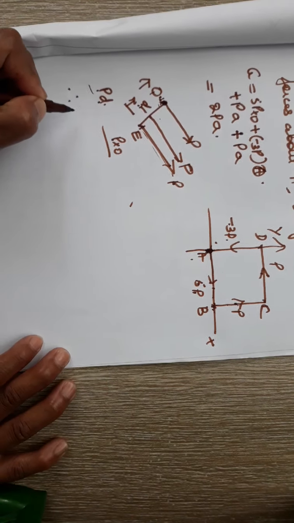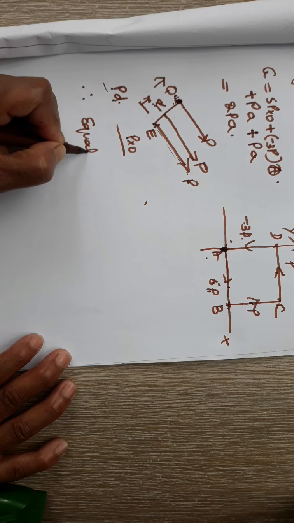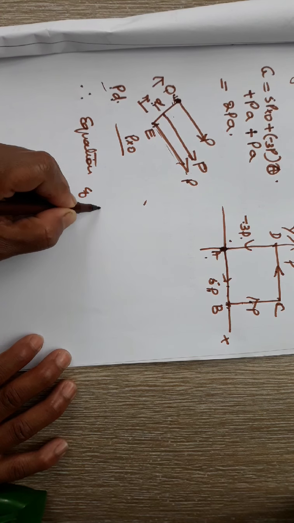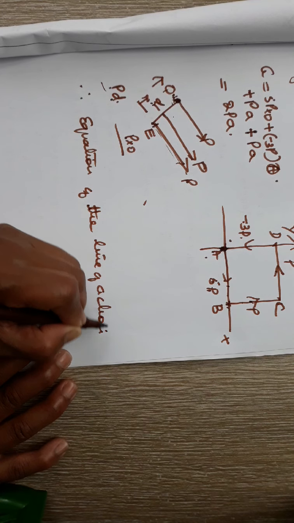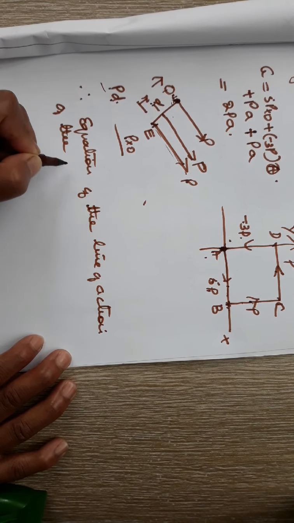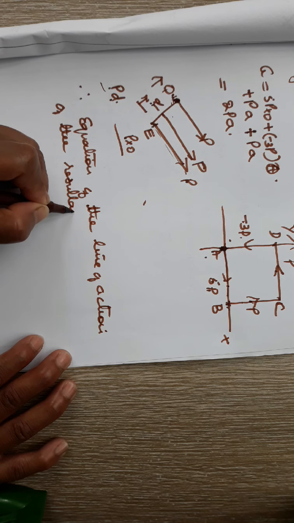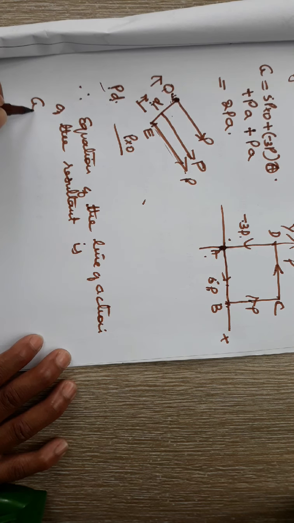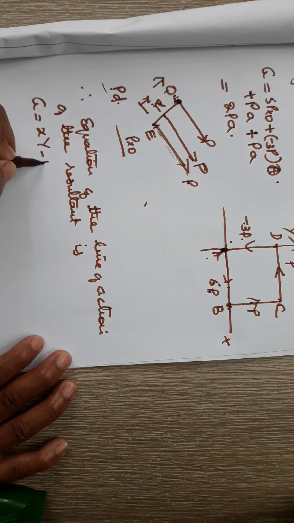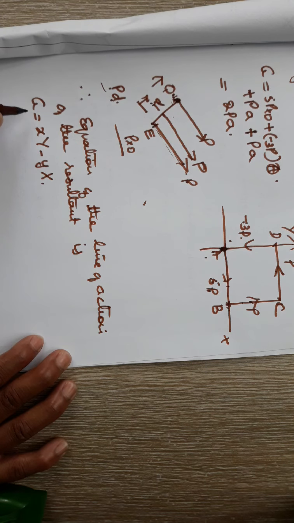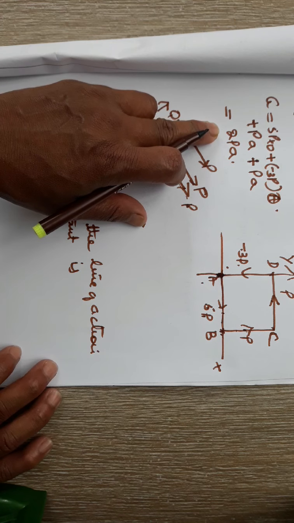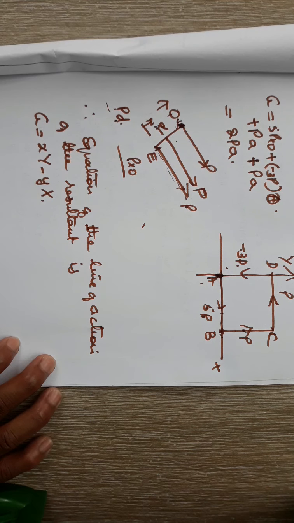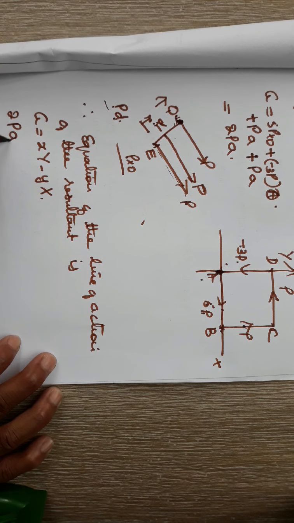So therefore the equation of the line of action of the resultant is G is equal to xY minus yX. Now G, you have got the value. What is the value of G? G is equal to twice PA.